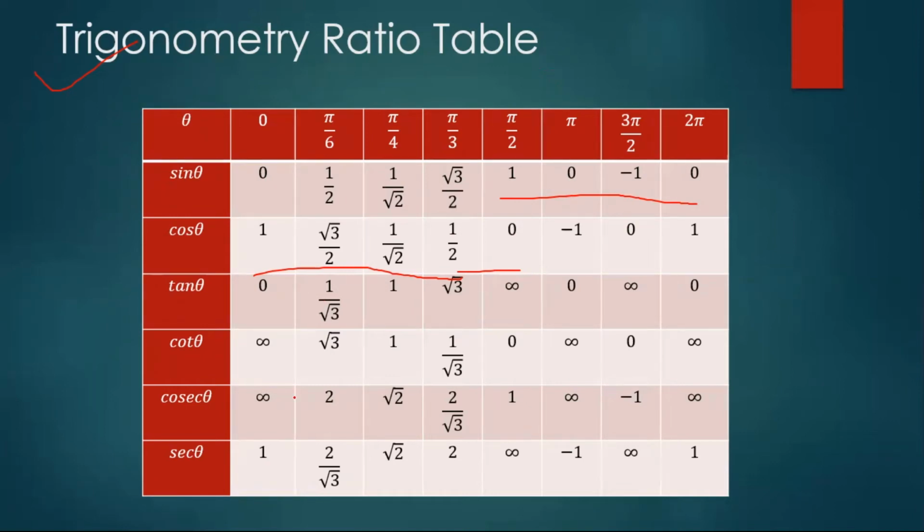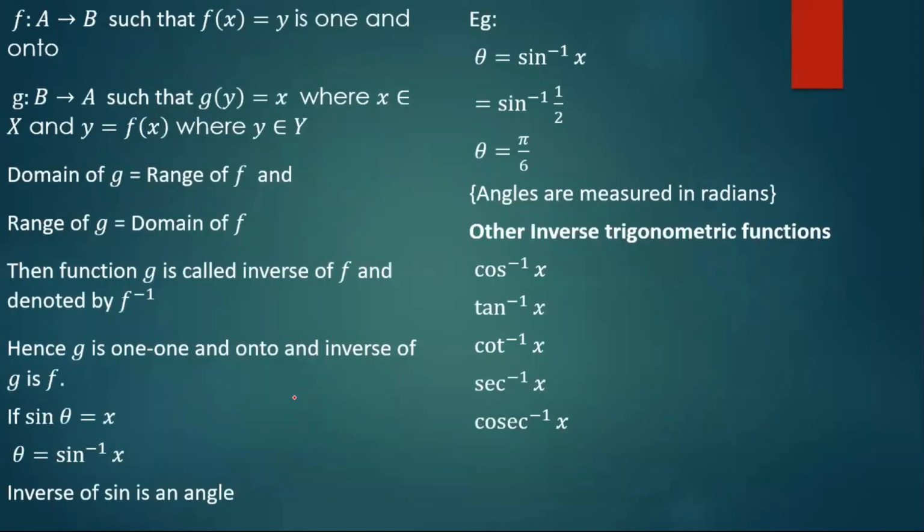Okay, so now we'll move on to inverse trigonometric functions. Inverse. If this is a function, the inverse of f is f inverse, right? When we say a function is having an inverse, it is when that function is one-one and onto. What is the meaning of one-one and onto?